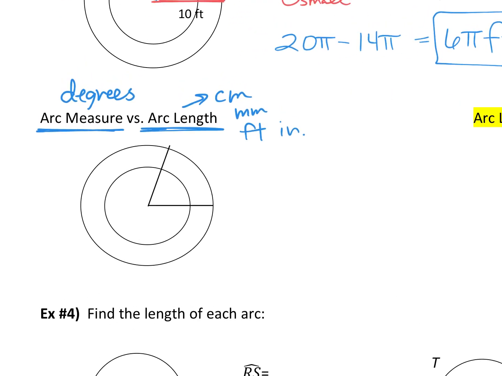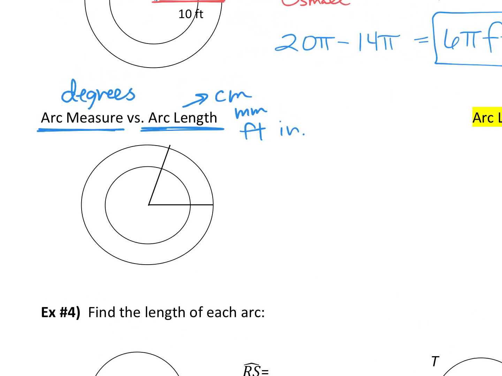Look at this picture. If these are concentric circles, and this is a 60-degree angle, and I ask you what's the measure of each of these arcs, the blue and the red. What's the measure of the blue arc? 60 degrees. What's the measure of the red arc? 60 degrees, okay? Their measure is the same. Is their length the same? No, the blue one is obviously shorter than the red, okay? So pay attention to the wording there. Arc measure versus arc length, different things, okay?